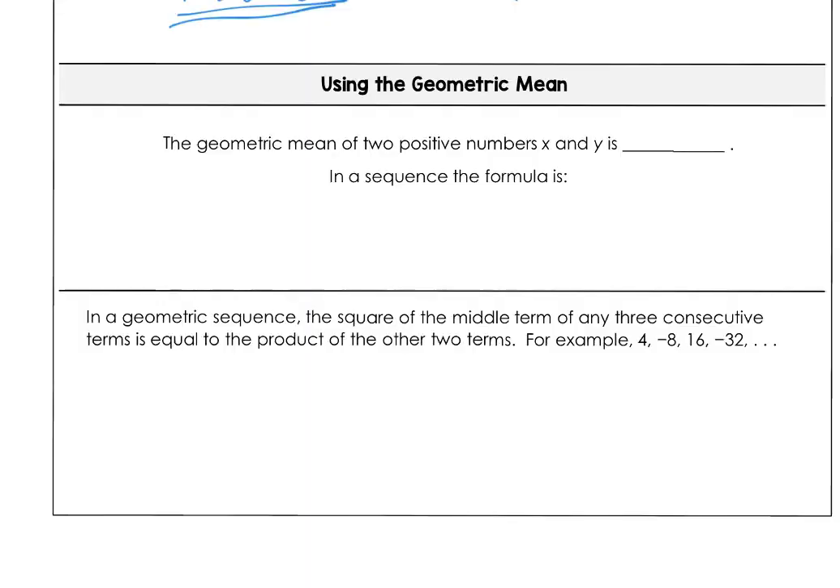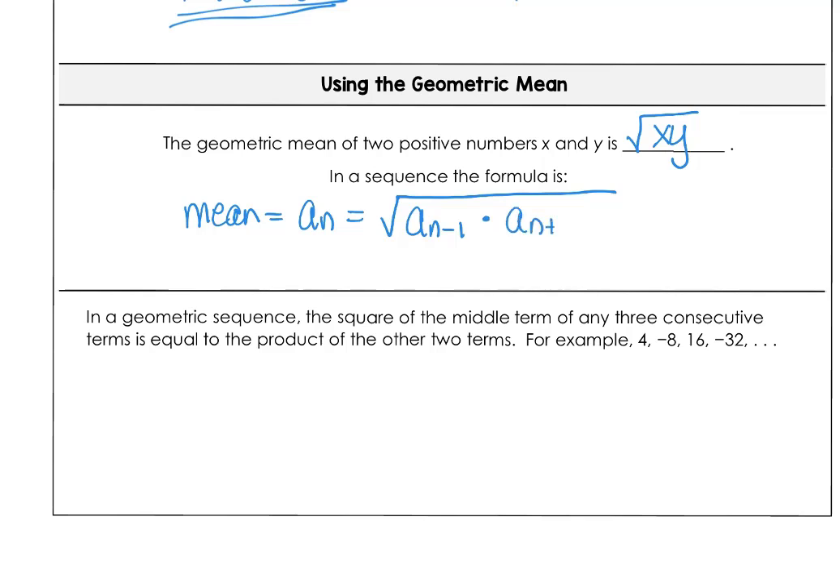The geometric mean of two positive numbers, x and y, we said that was the square root of the product of the two numbers. And in a sequence, the formula is going to give us the mean, which will be the a sub n term. If we were using an explicit rule, it would be the a sub n minus 1 term times the a sub n plus 1 term. Because I'm thinking about counting.